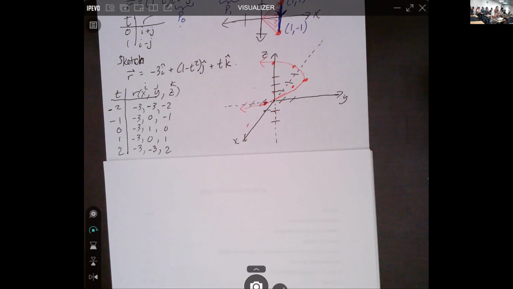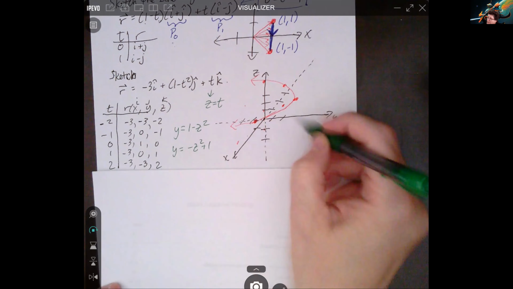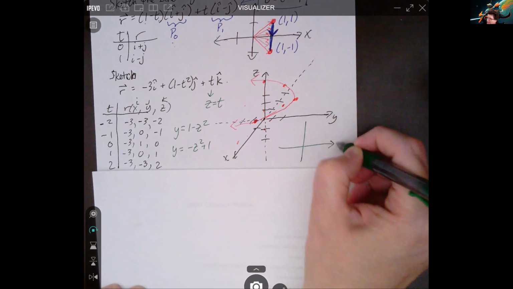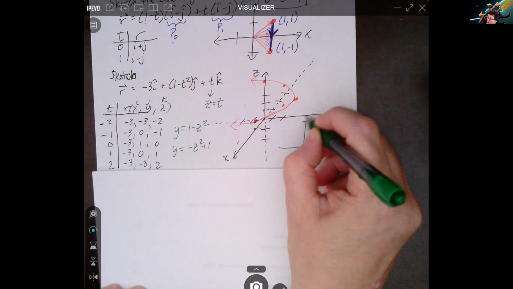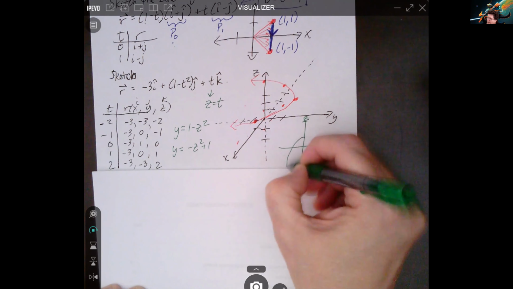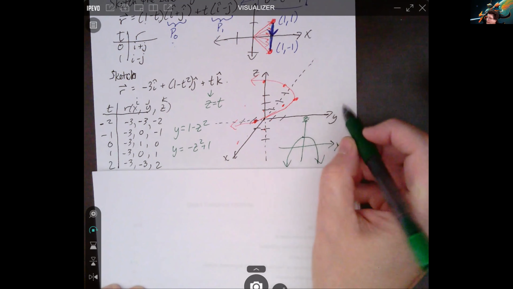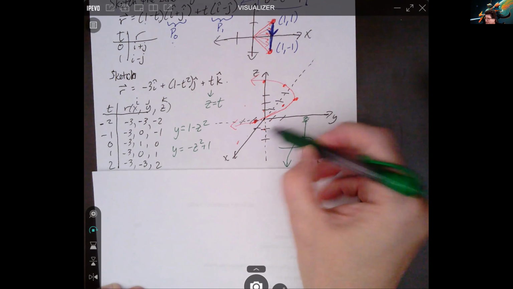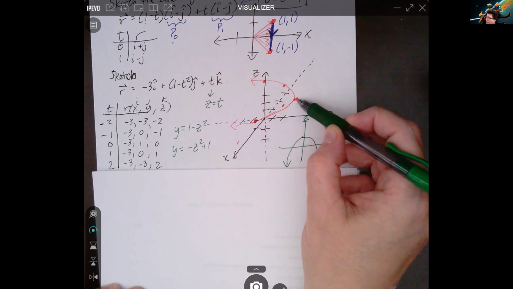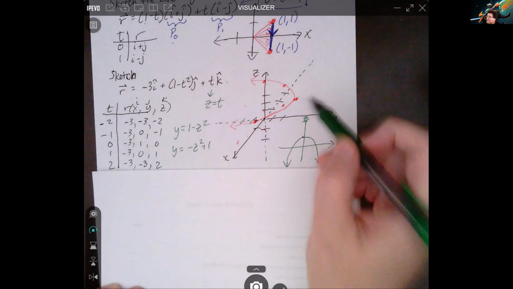So is it a parabola? I'm looking at the equation. If I make z equal to t, then y becomes 1 minus z squared, or y equals negative z squared plus 1. So in the zy plane, it is doing that type of parabola downward like that. It's just shifted back 3 from the origin because of the x.